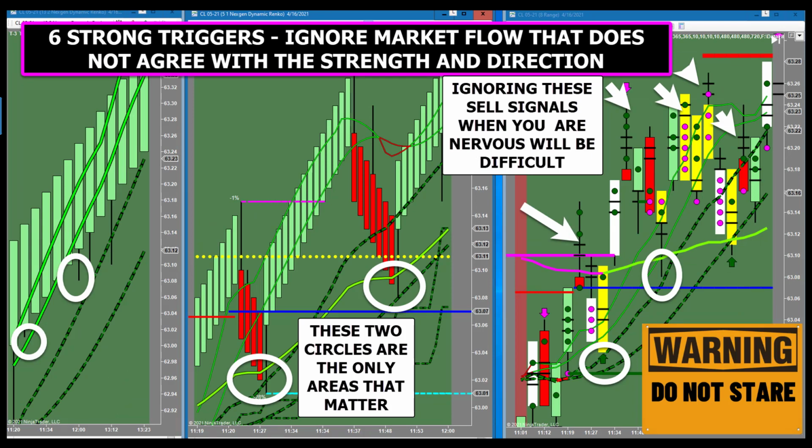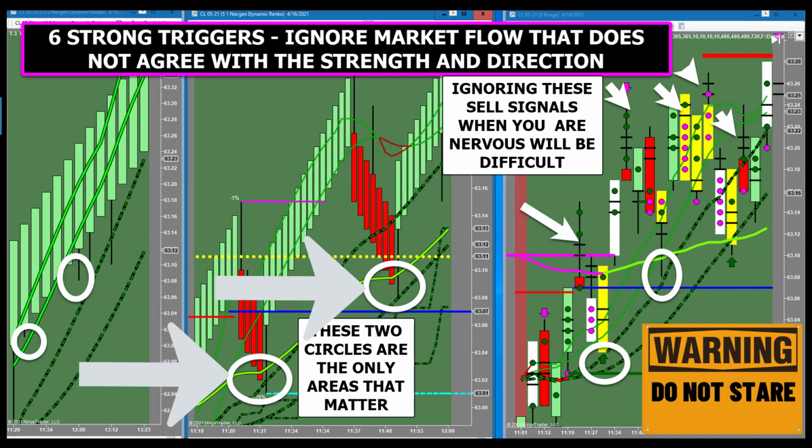First, when analyzing your charts, it is important to recognize the strong trigger line condition on all 3 charts. When all 6 triggers are extraordinarily strong, you will not need the market flow, and it should be ignored. The only 2 focal points for a trader should be the entry location of the trend trade on the 5-1 chart.